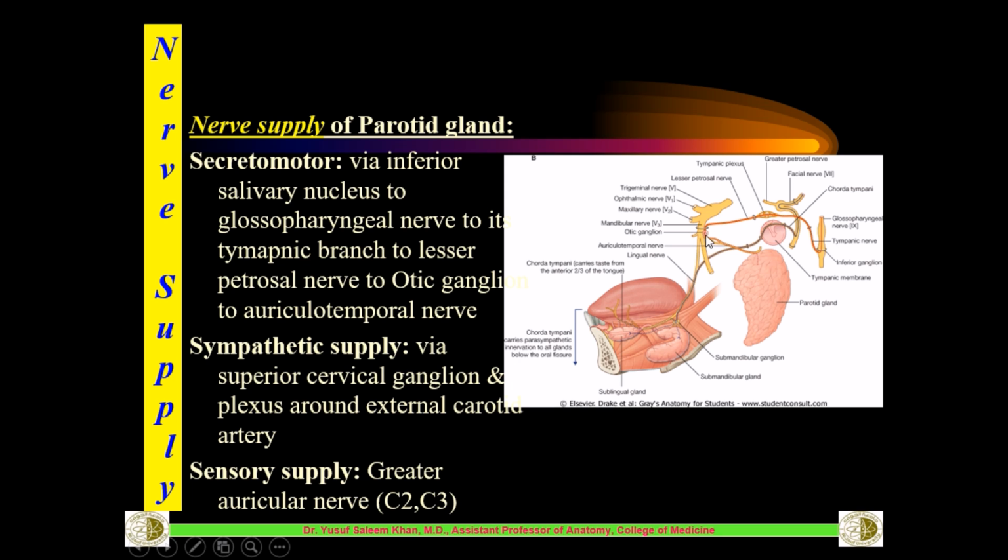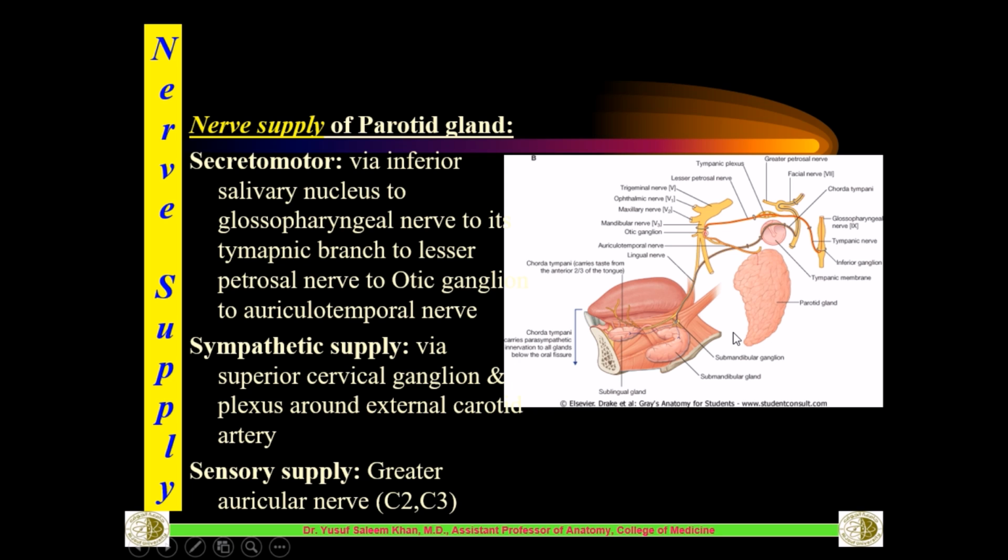Here you can see the otic ganglion, and you can see the glossopharyngeal nerve. Glossopharyngeal nerve has been shown here. And from there to the tympanic plexus here, then to the lesser petrosal nerve, and from there into the auriculotemporal nerve, and then it supplies the parotid gland.